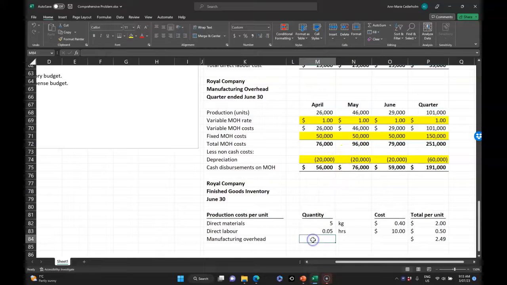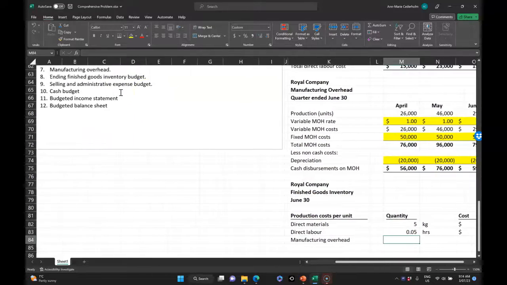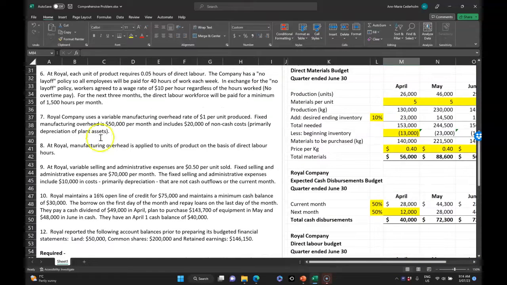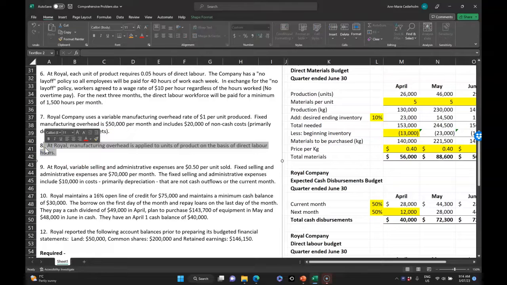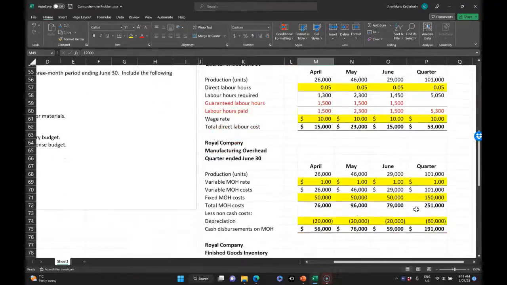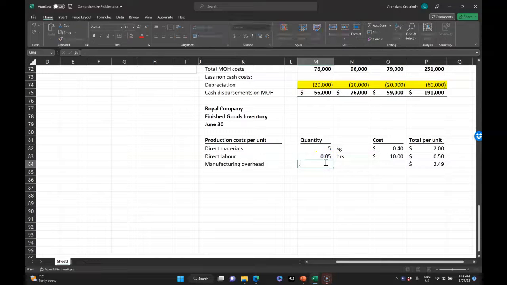Now the question will have to tell us how it's being applied. So let's just go and read to see how, and then I can just work backwards. So it tells me at Royal, manufacturing overhead is applied to units of product on the basis of direct labor hours. So perfect. So it's just going to be 0.05 hours. So that's the direct labor hours. Now each question isn't always going to be direct labor hours. You have to figure out how it's actually being applied. And now if I just take the 249 and divide that by the 0.05, then that will give me my cost for every 3 minutes, which is 0.05. And that comes out to 49.70.